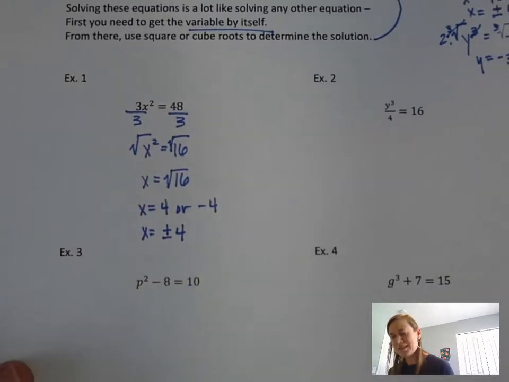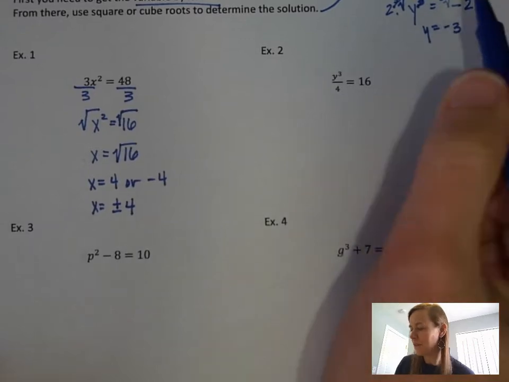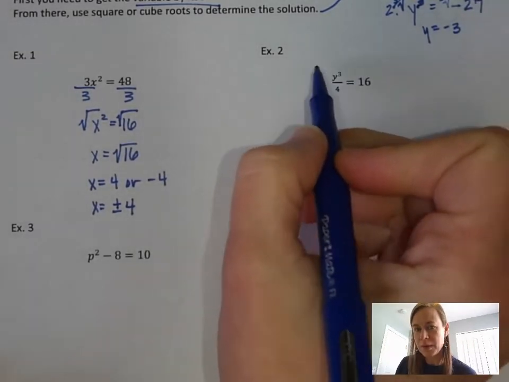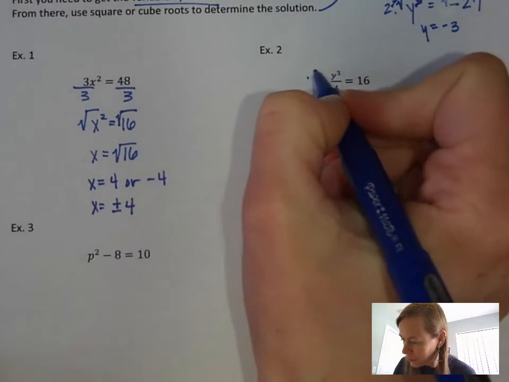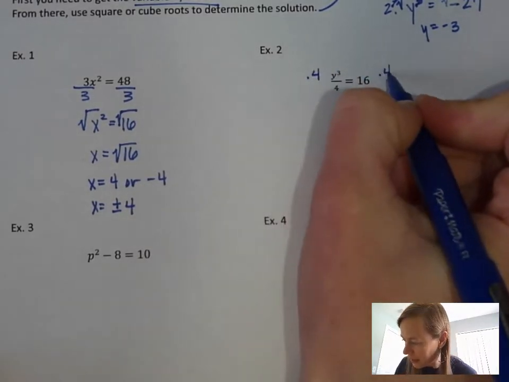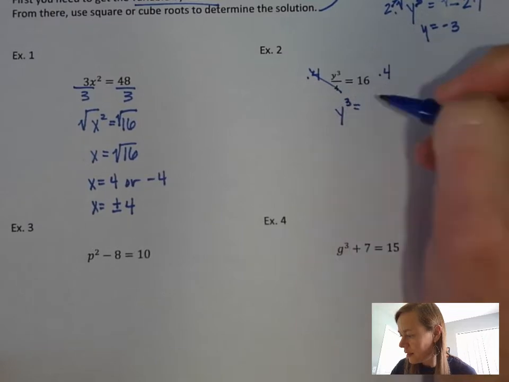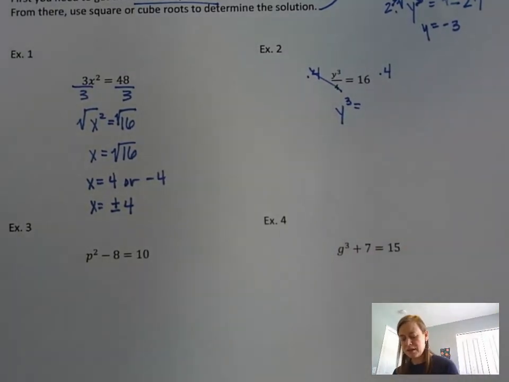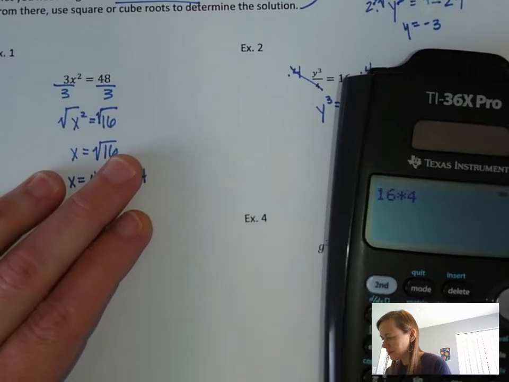Let's do example 2. This time I'll show you the Desmos calculator. But before we get to that part, we need to get that y cubed by itself. Right now we have y cubed divided by 4 equals 16. To get rid of the 4, let's multiply by 4 on both sides. And that is going to cancel. You're going to be left with y cubed equals, well, I think it's 64, but let's be sure. 16 times 4, 64. Okay.